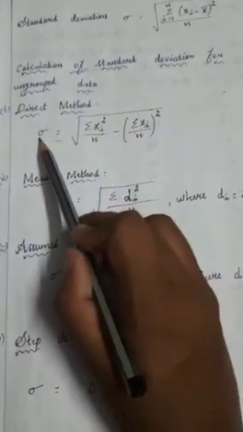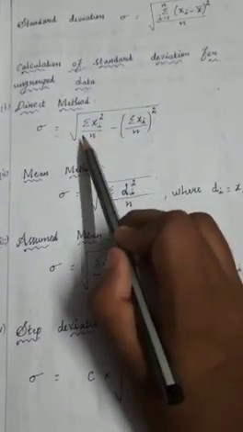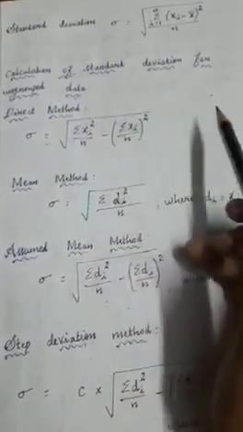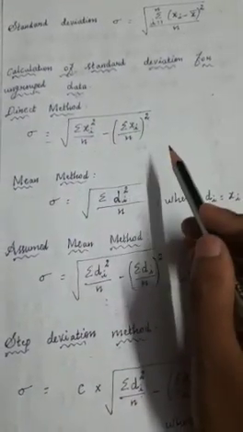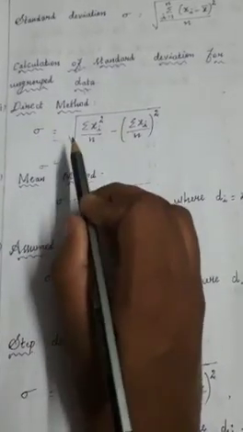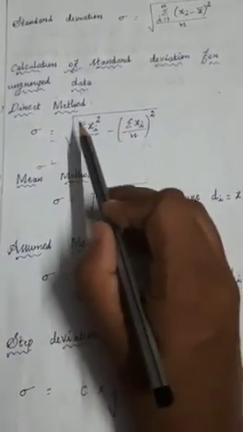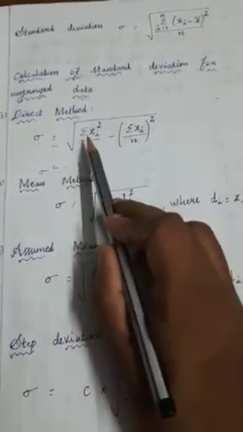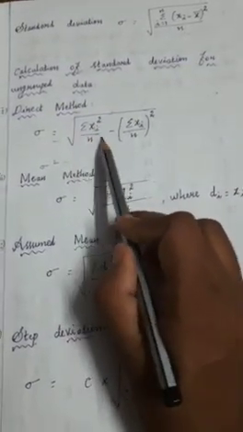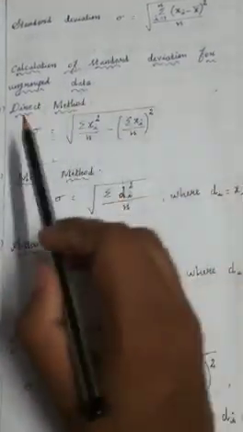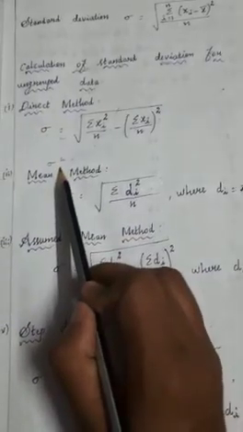So you know that sigma is equal to the root of summation xi square divided by n minus the whole square of summation xi by n. From this, if you want to find the variance, how will you find it? Variance means sigma square. Make the square on both sides. The square and the square root cancel, so sigma square is equal to summation xi square divided by n minus the whole square of summation xi by n. So this is standard deviation, and this is variance.